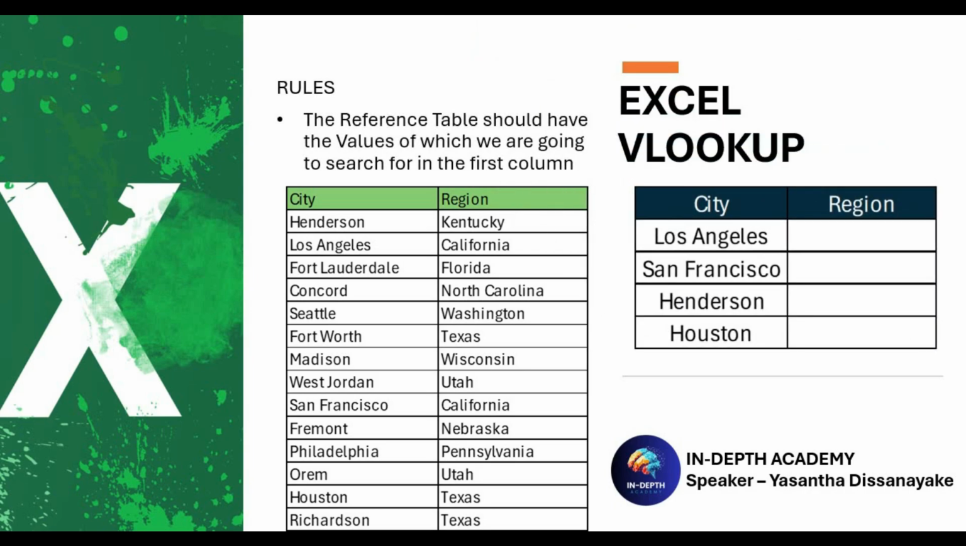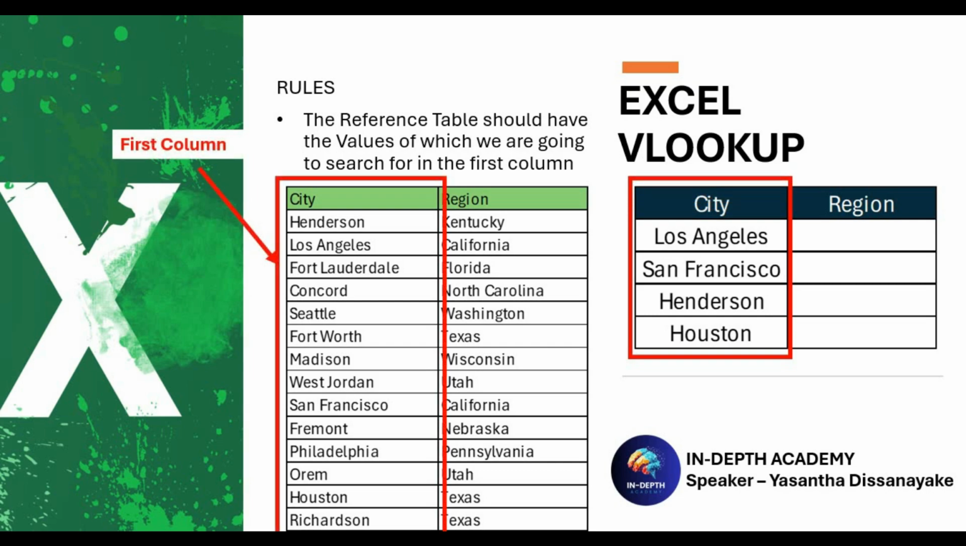As of the third rule, the reference table should have the values which we are going to search for in the first column. So here we are going to find the city values first and then look up the region values of those corresponding city values. So in the reference table, you can see in the first column you have the city values. Therefore, we have adhered to this rule as well.